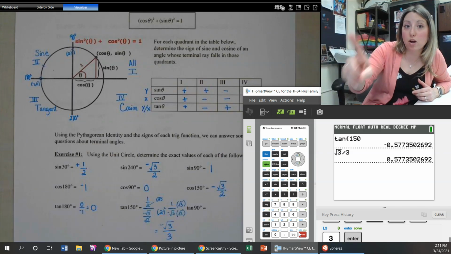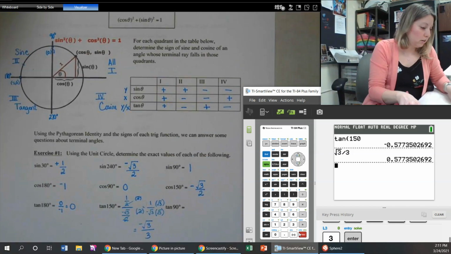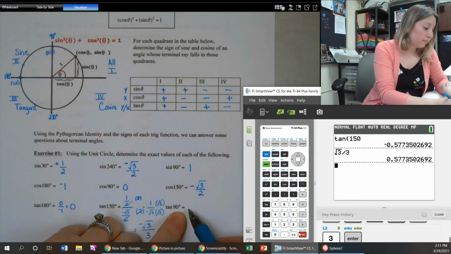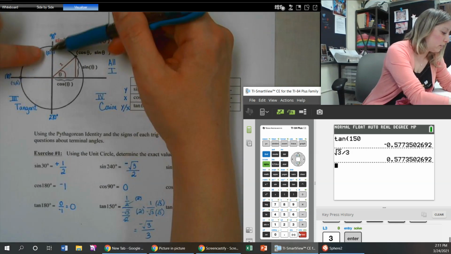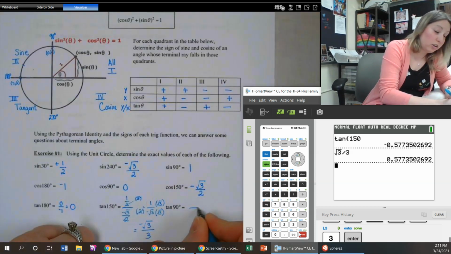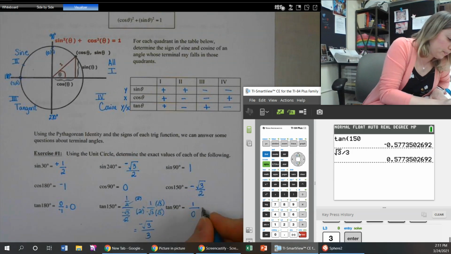Now, this is the one that's going to throw us. Are you ready for this? Tangent of 90. This happens twice. Think about 90. It's 0, 1 as the coordinate, right? But tangent is y over x, so it's 1 over 0. Can you divide by 0? Nope.